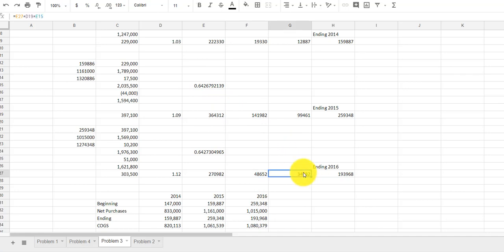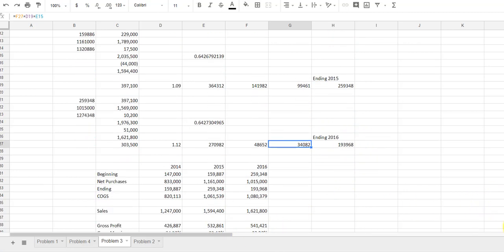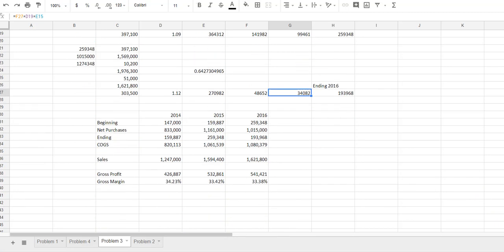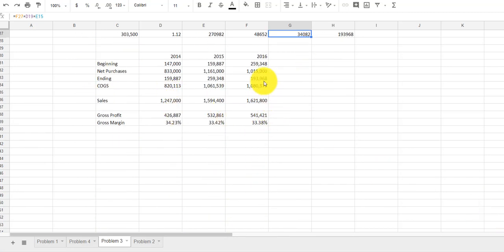We then add that, not to here, because we're actually below that number, add it back to our ending inventory at cost from the year before that, because that's the layer we're in. And then the calculations for beginning net purchases, sales, gross profit, and gross margin for all 3 years, given the work we did above.